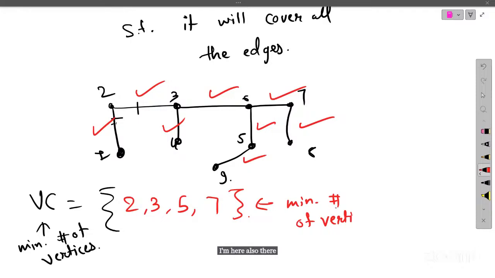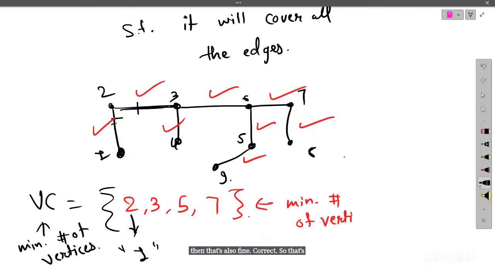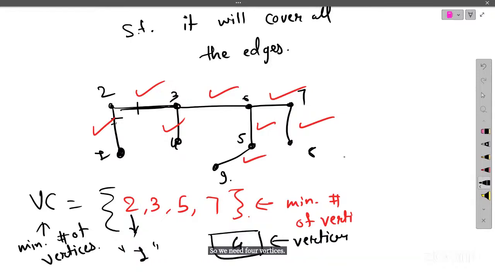And here also there is a change. You can change 2 to 1. Still the vertex cover. Yeah, correct. Thank you. So here also we can change, right? Because 3 is taking care of this edge. So in place of 2, if I change to 1, then that's also fine. Correct. So that's the reason the vertex cover is not unique, but this number is unique, that we need 4 vertices. Right? So this number is one thing we want to compute. So the question will be what is the minimum number of vertices we need to cover a graph, and in this case the minimum number of vertices is 4, and that can be solved by vertex cover.